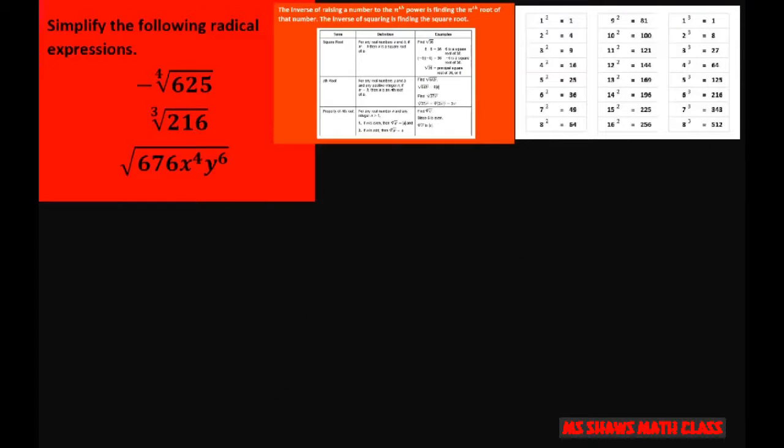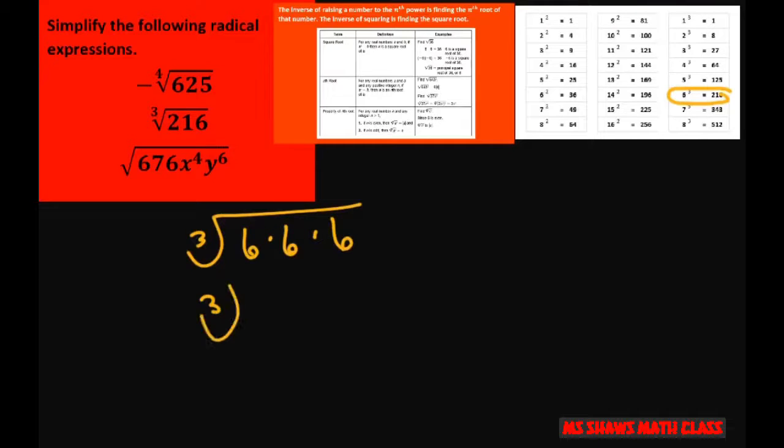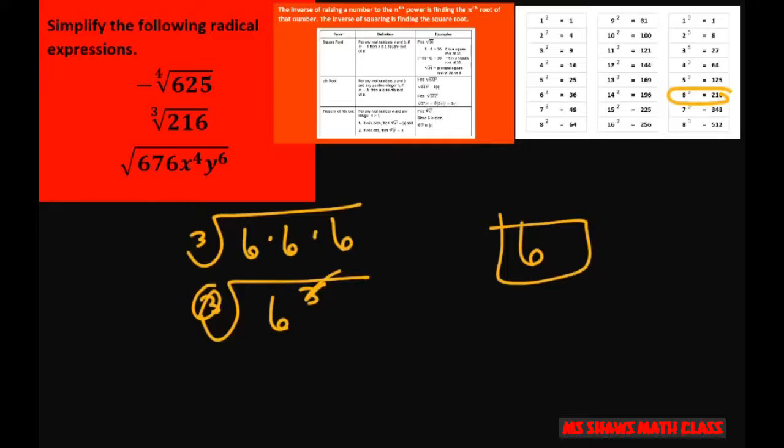Now for the second one, that one's pretty easy. So basically that is the cube root of 216. If you know your cube roots, I see a 216 there. So basically that's really like saying 6 times 6 times 6, the cube root of 6 cubed. Since these match, they can cancel out and you're left with 6. Or if you know your cube roots, it makes it a little easier.